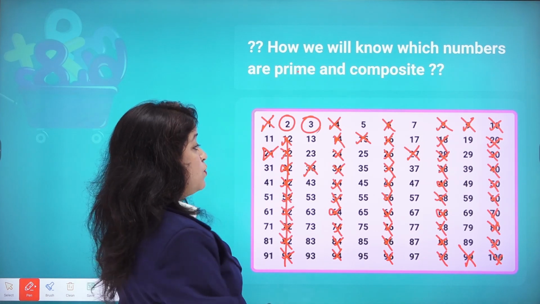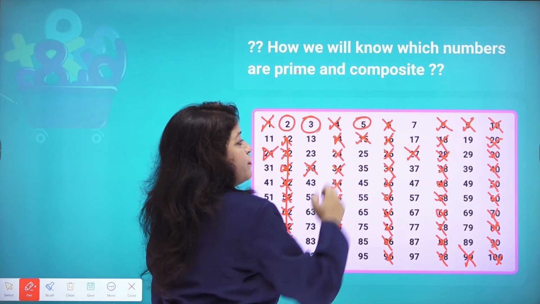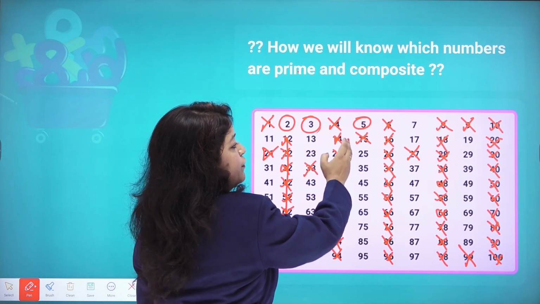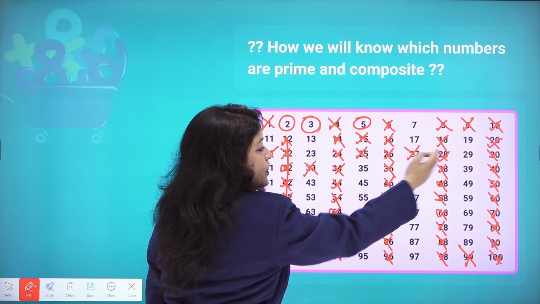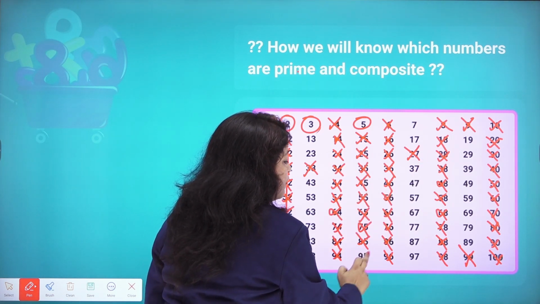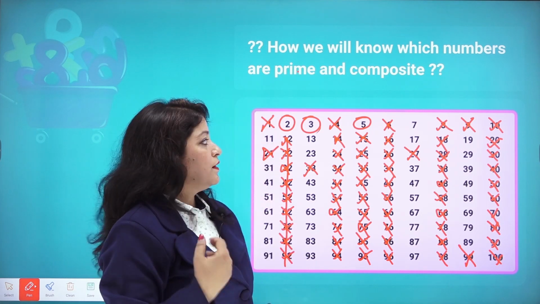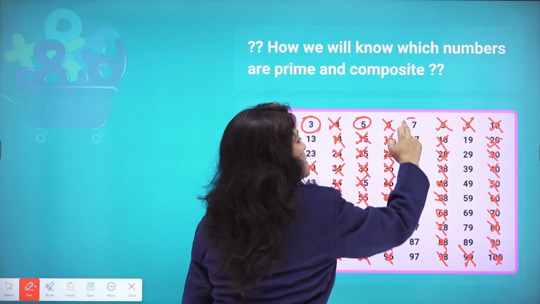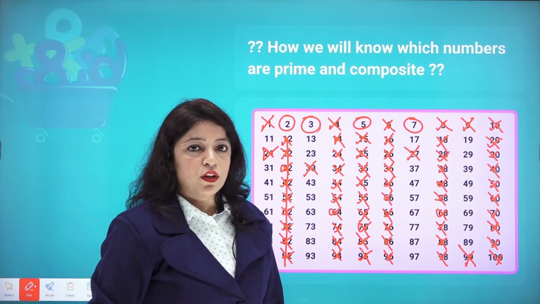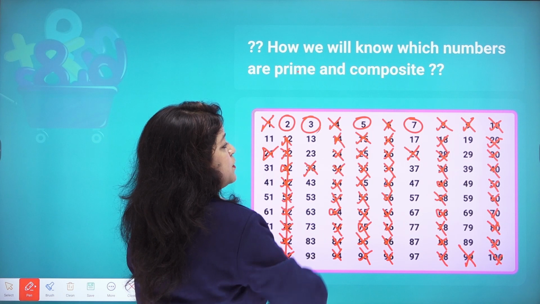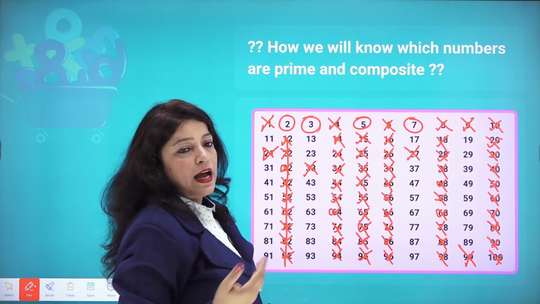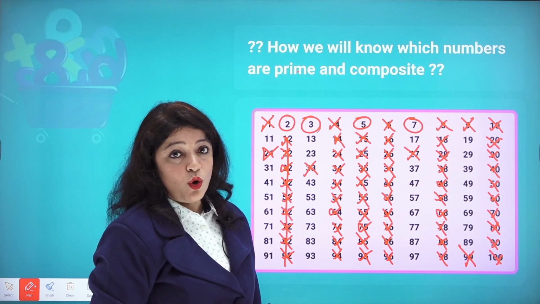Similarly, the next number is 5. Then we will cross all the multiples of 5: 5, 10, 15, 20, 25, 30, 35, 40. In this way, all the multiples of 5 will also be cancelled. Then the next number in the series is 7. We will encircle 7 and cross out all the multiples of 7: 7, 14, 21, 28, 35 and so on. You will cross all of them.